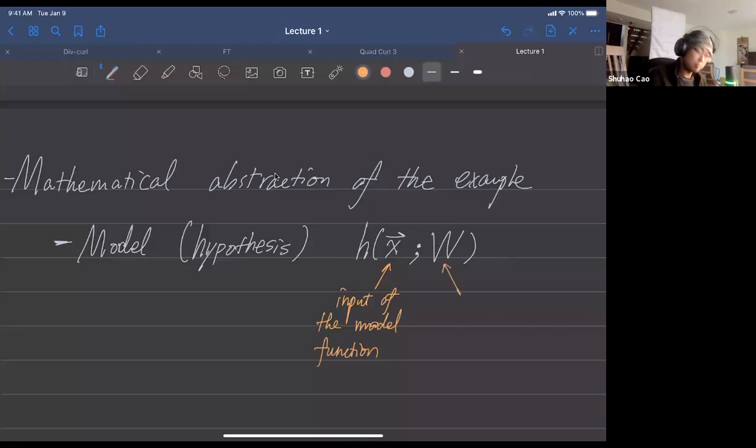And the w are called the parameters of the model function. And we give the output a name. We call it y hat. And this is the output. Okay.